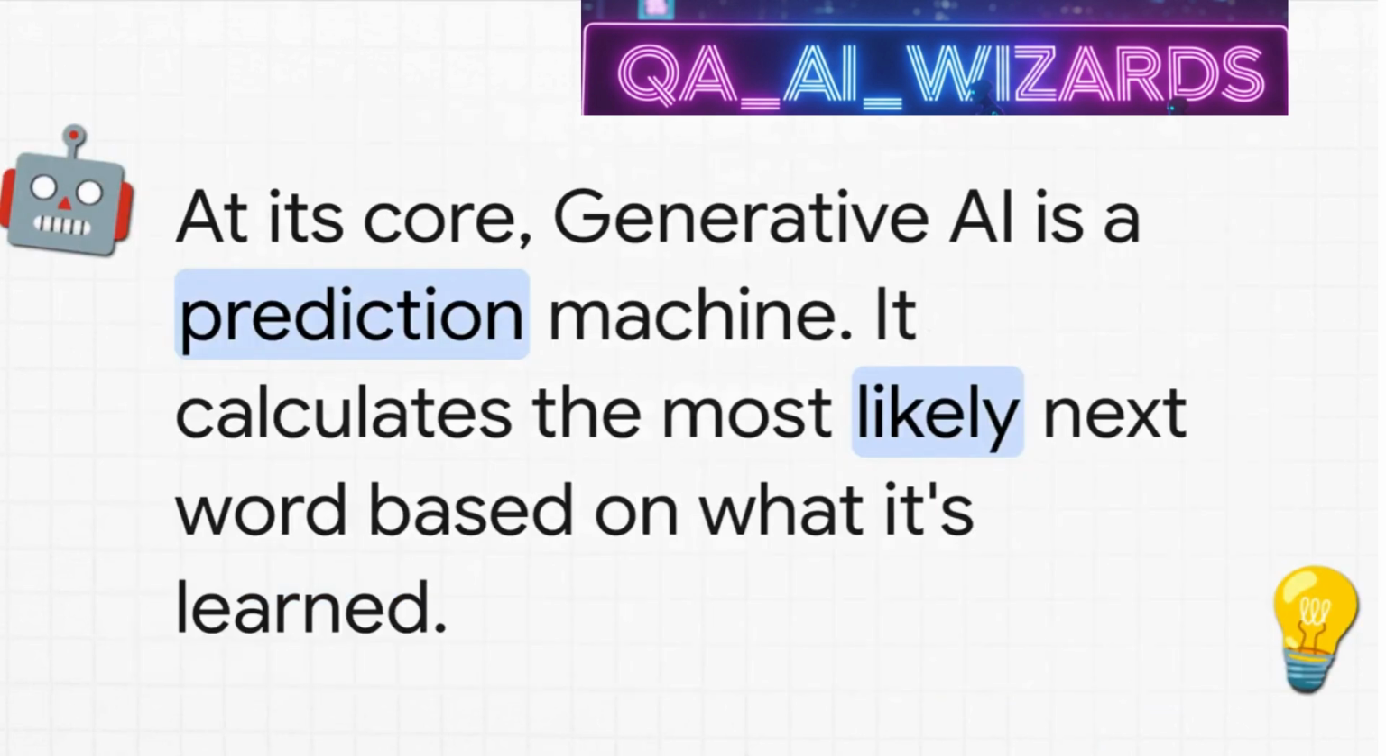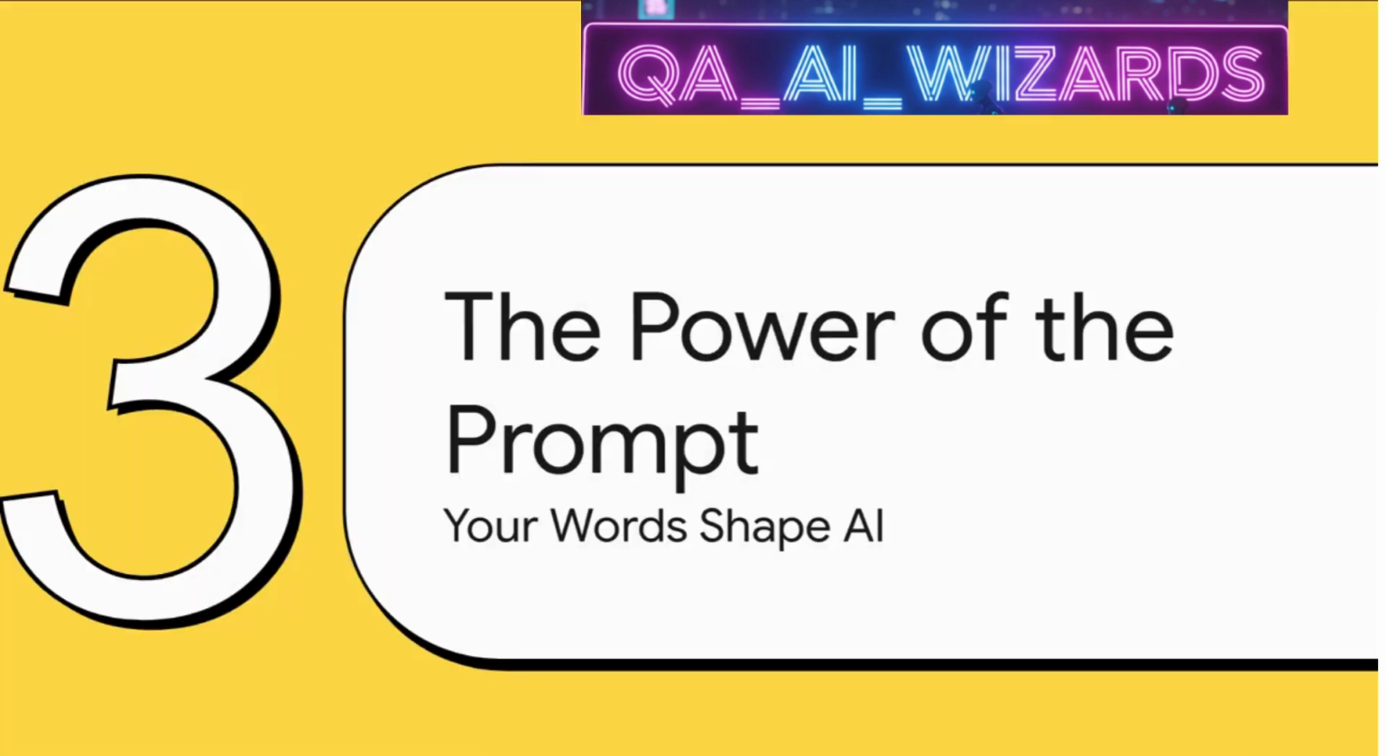When you get right down to it, it all comes down to probability. Generative AI is basically a super sophisticated prediction machine. If you give it a phrase like, "the sky is," it runs the numbers and calculates that the most likely next word is blue. It's kind of like the autocorrect on your phone, just on an infinitely more powerful and creative scale.